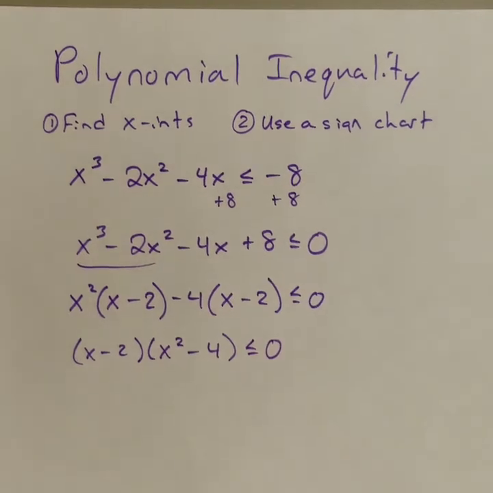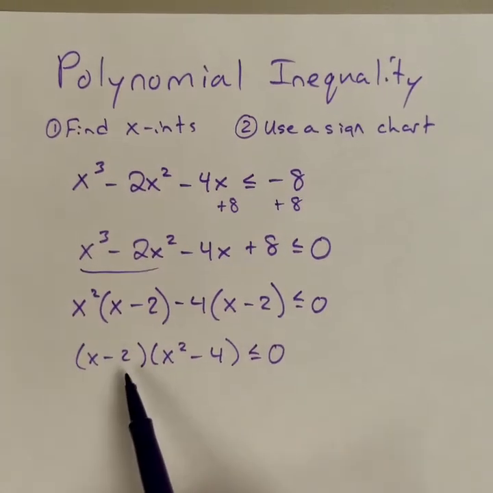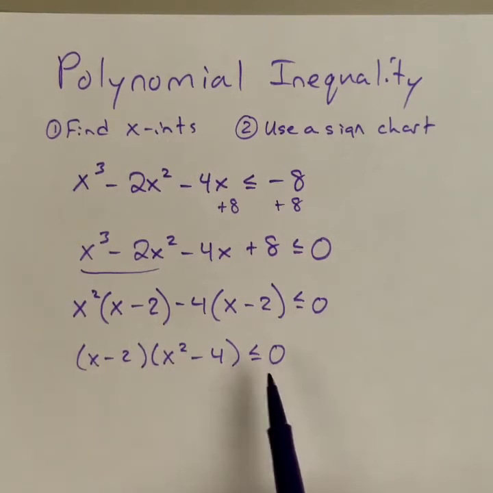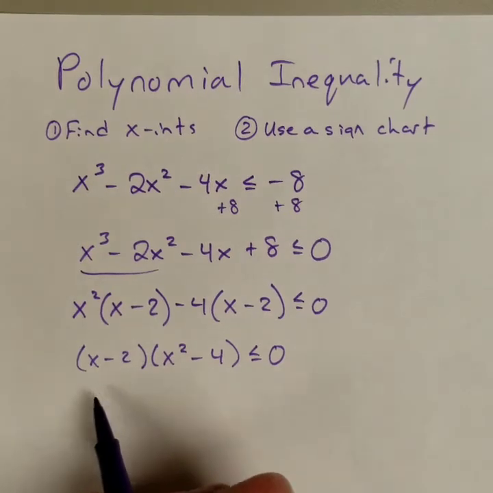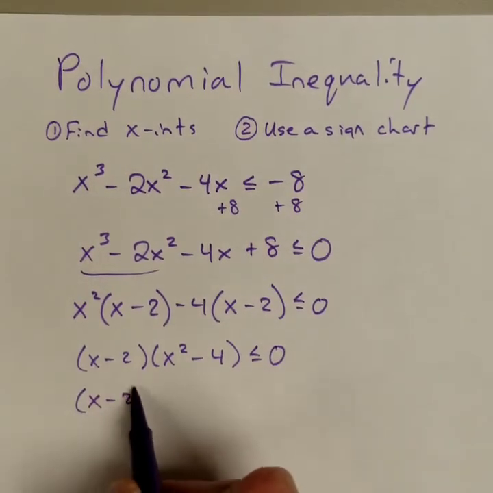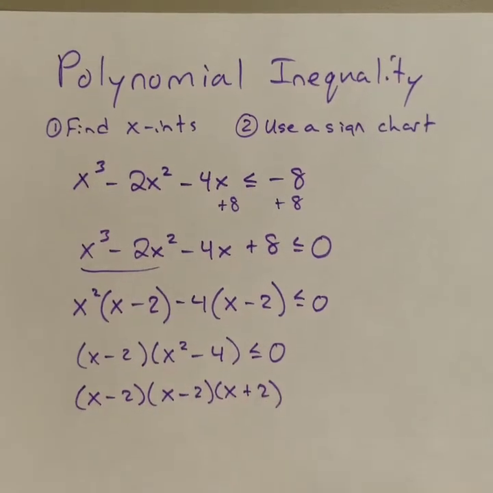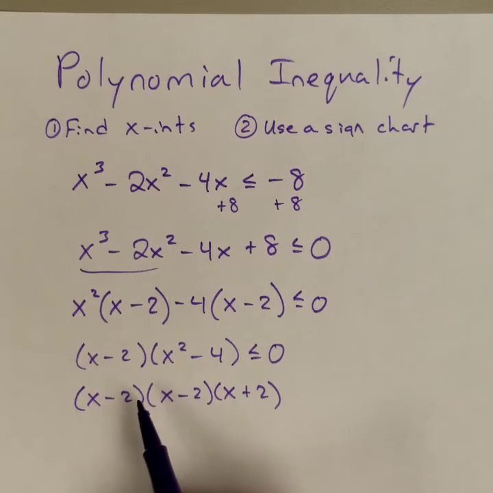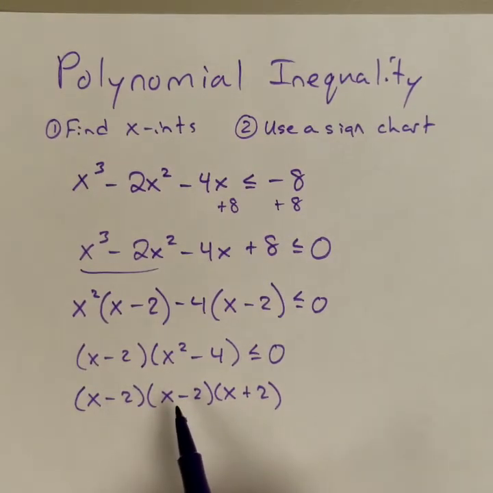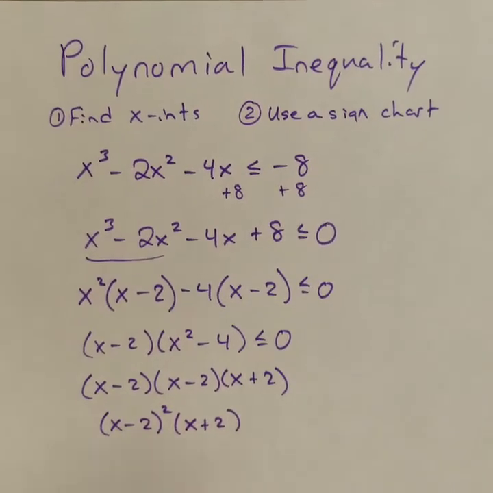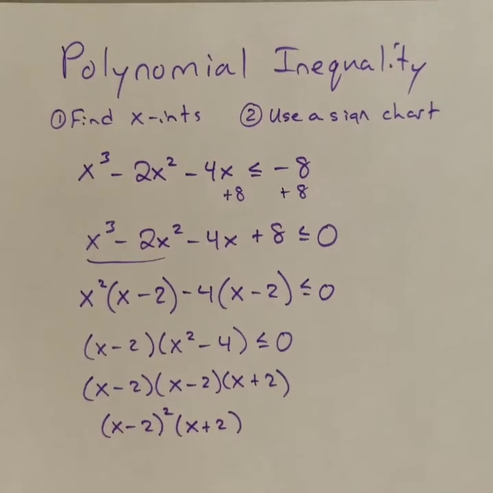So we're really looking for where this product is less than or equal to 0. And actually this quadratic is also factorable into x minus 2 and x plus 2. Notice that these two factors are the same. It's a repeated factor. And so I could write that as x minus 2 squared times x plus 2. That would be the simplest factorization.